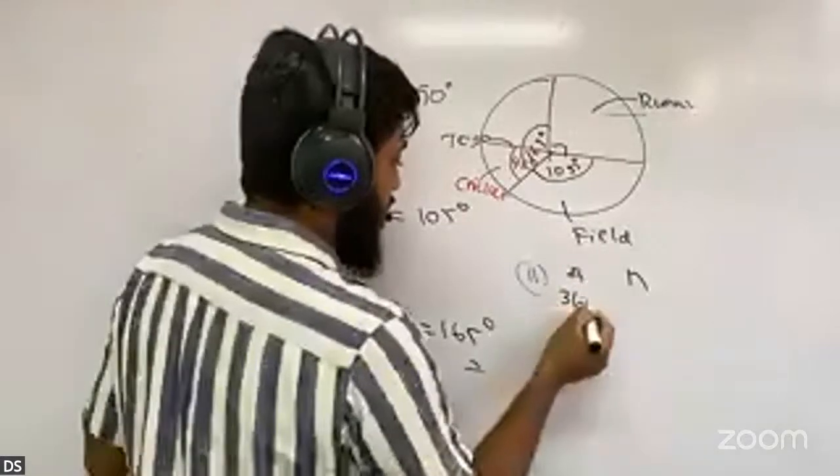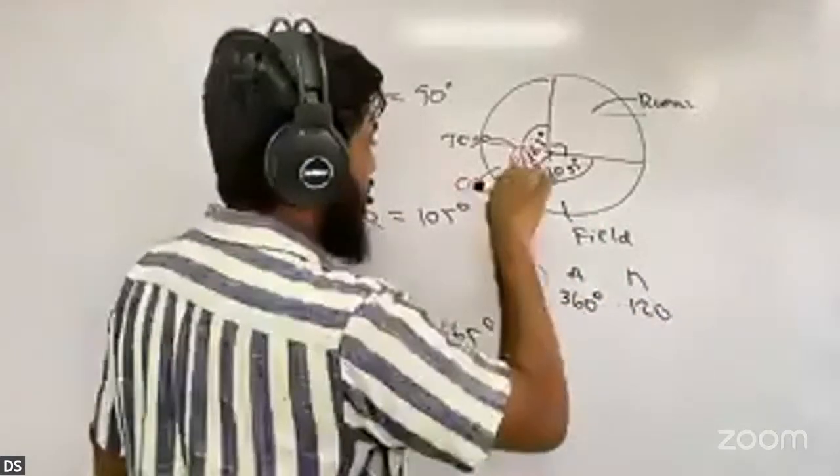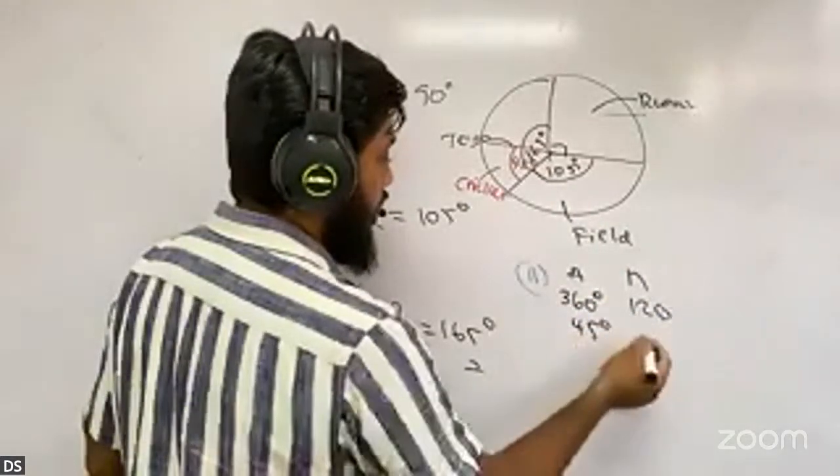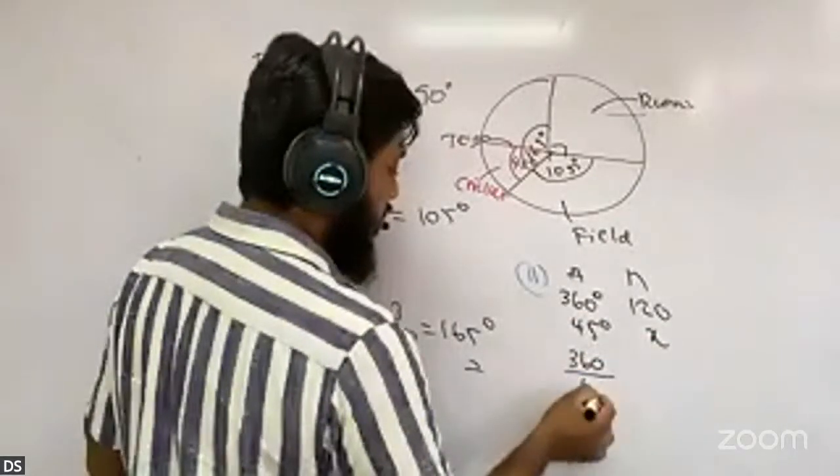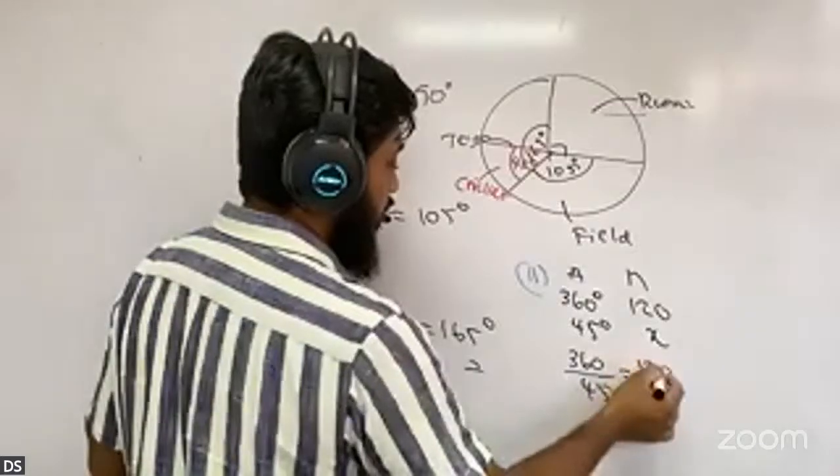360 degrees is how many people? 120. Now what is the angle? You want to find 45 degrees. The number is x, we will write. So we can write 360 over 45 equals 120 over x.